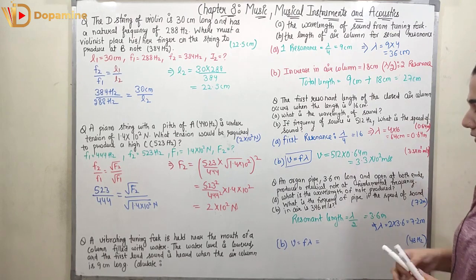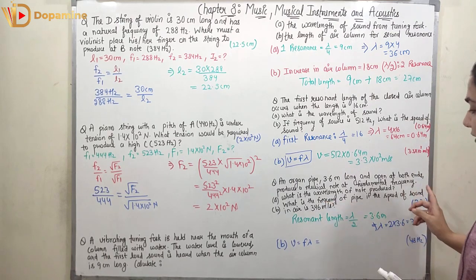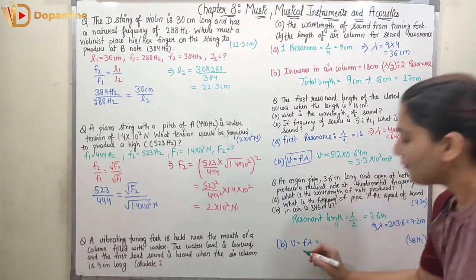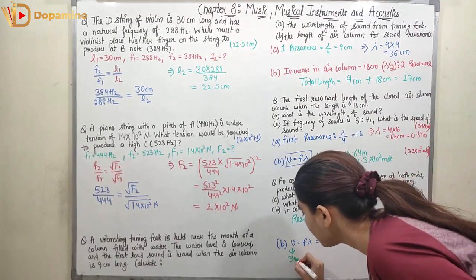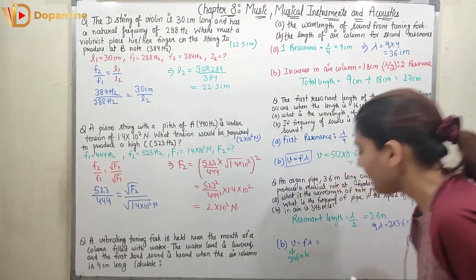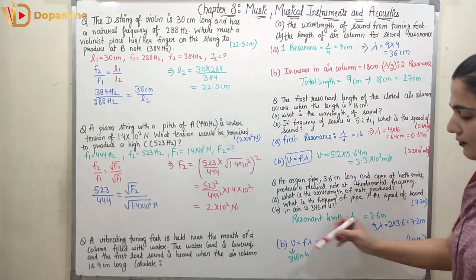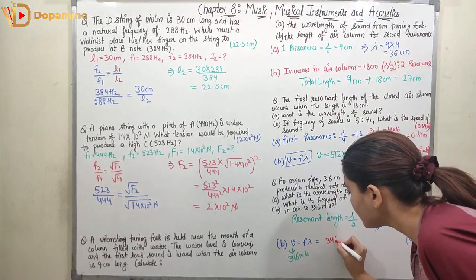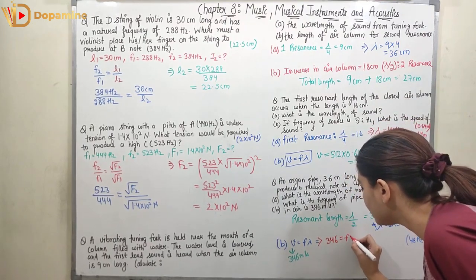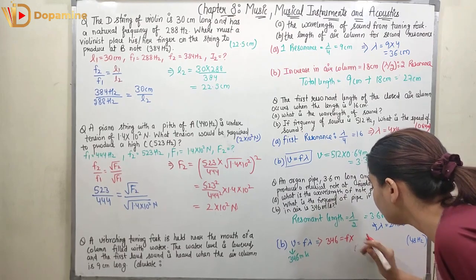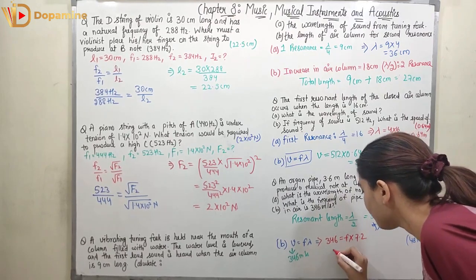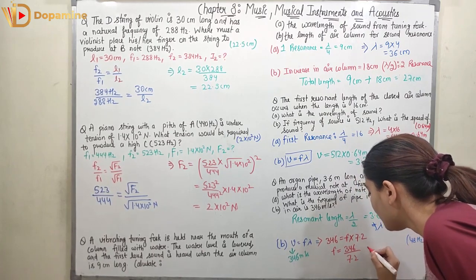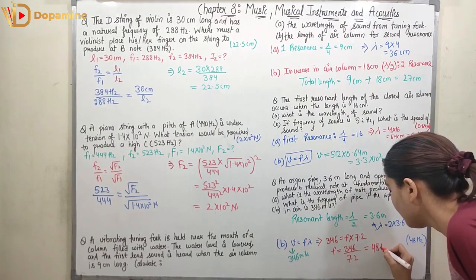This is my wavelength. Now what is the frequency of the pipe if the speed of sound in air is 346 meter per second? We know the speed of sound, which is 346 meter per second. Lambda we have already calculated. Now we have to calculate the frequency. So 346 will be equal to frequency into 7.2, so frequency will be equal to 346 upon 7.2, which is approximately 48 hertz.